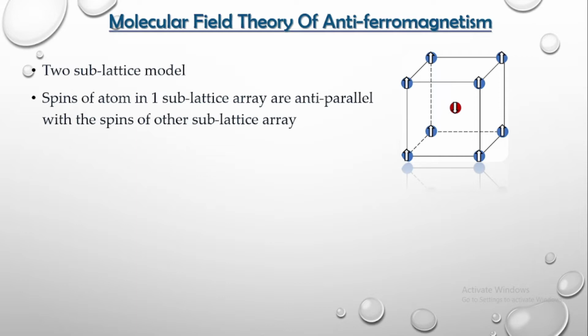This simple case of magnetic structure is with two interpenetrating simple cubic sublattices, such that the spin moments of atoms in one sublattice array are antiparallel with the spin moments of the atoms in the other sublattice array. That is, blue atoms at the corners correspond to one sublattice, which have spin up, whereas the red atom, when you reproduce the whole system in all three directions, we can observe that the body centered atoms have spins in the downward direction.